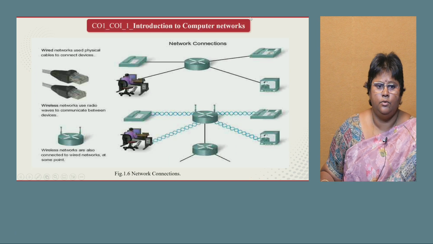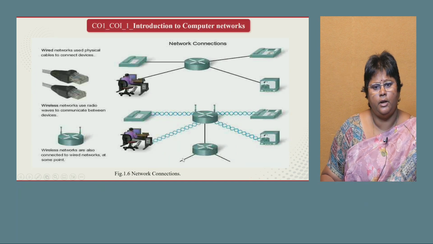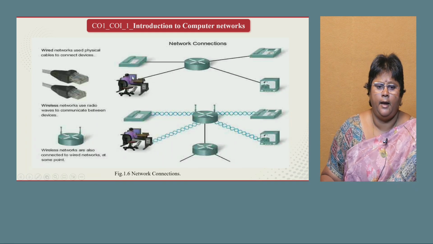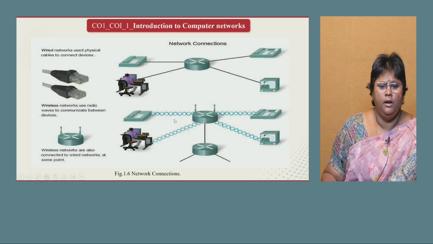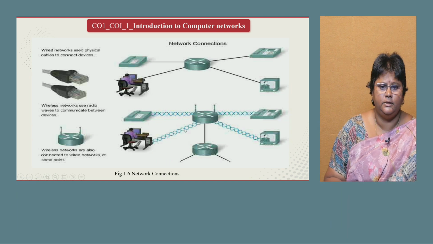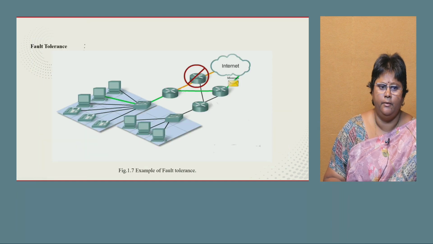Next, there are only two types of connections in your networks. One is a wired connection, one is a wireless connection. A wired connection is where we connect the devices through a Cat cable, Cat5 cable or Ethernet cable, and a wireless connection is where we connect devices through electromagnetic signals. These are the two network connections we have.